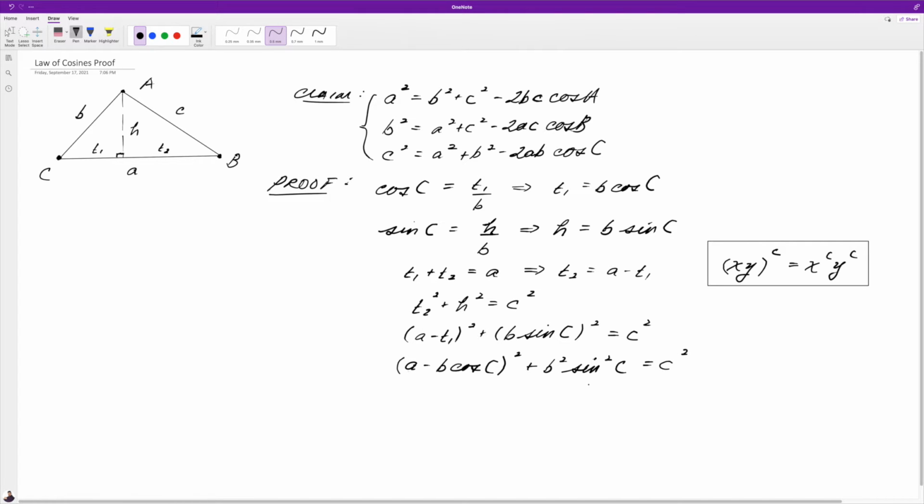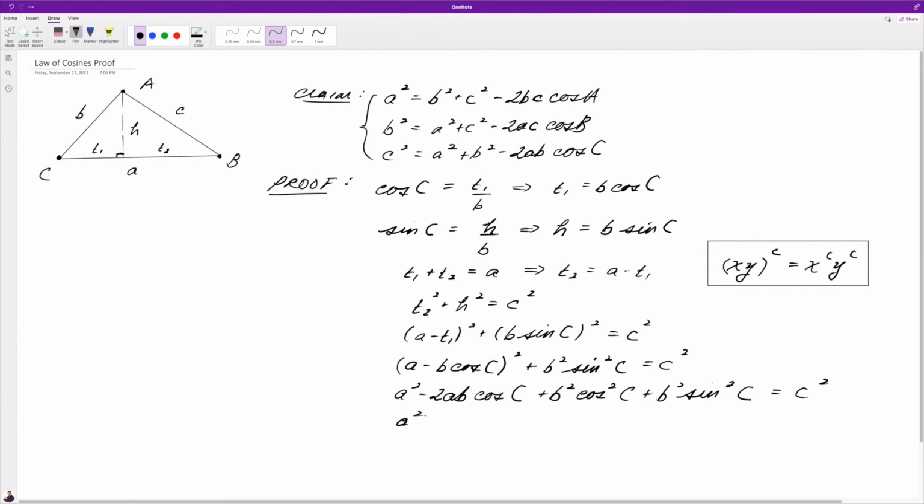Okay, we've got everything we want. We don't have the t values, and we didn't want those. We got the little a, little b, little c, capital C. So we're going to hopefully get this bottom statement here. Okay, in fact we are. I can already see it coming together quite nicely for us. So we have a squared minus 2ab cosine big C plus b squared cosine squared C plus b squared sine squared C is equal to C squared.